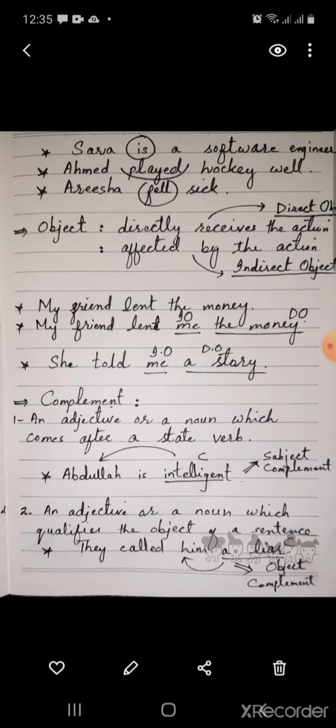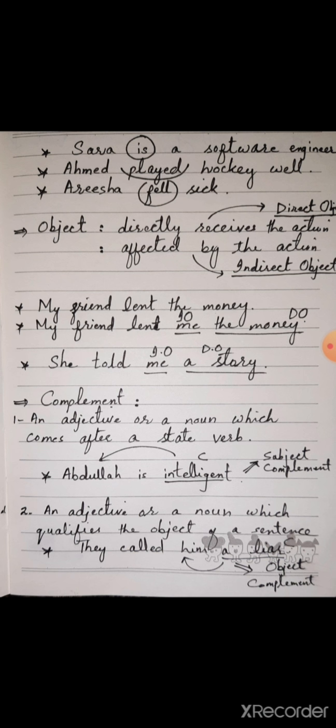And if we analyze these sentences according to subject and predicate, in the first sentence, Sarah is the subject and "is a software engineer" is the predicate. Ahmed is the subject, "played hockey well" is the predicate. Arisha is the subject, "fell sick" is the predicate. Fine. The next element or the next part of a sentence is the object.